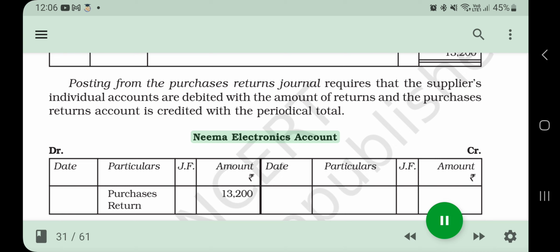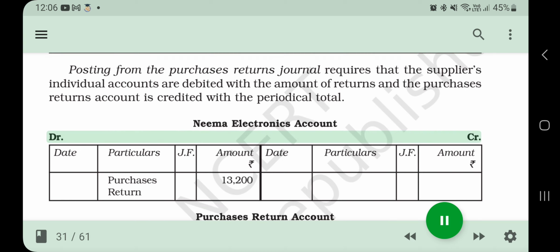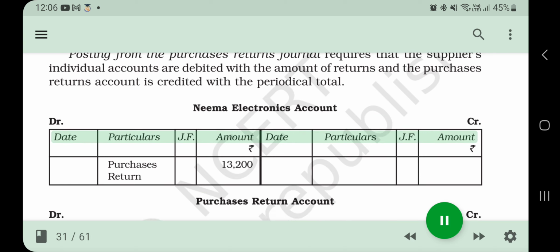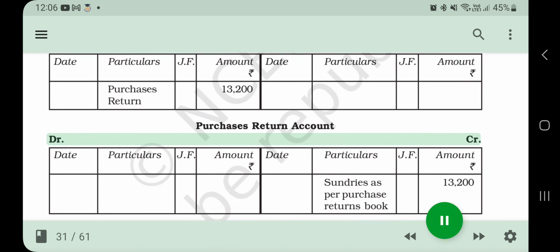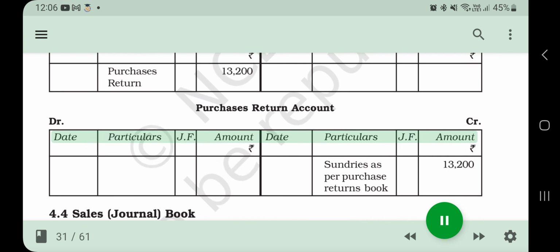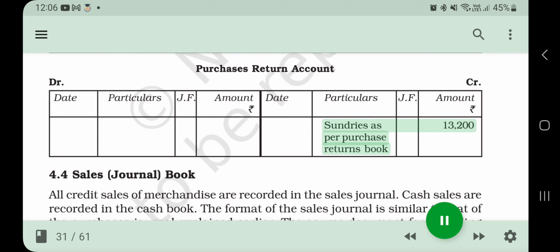Nima Electronics account. Dr. Cr. Date, particulars, JF, amount, date, particulars, JF, amount. Purchaser's return 13,200. Purchaser's return account. Dr. Cr. Date, particulars, JF, amount, date, particulars, JF, amount. Sundries 13,200 as per purchase returns book.